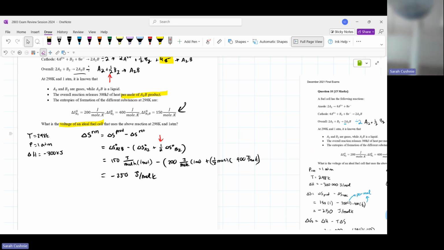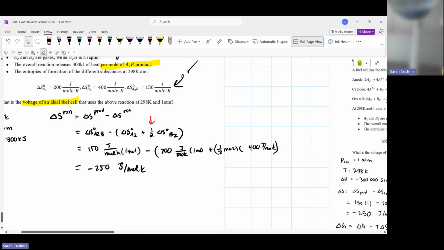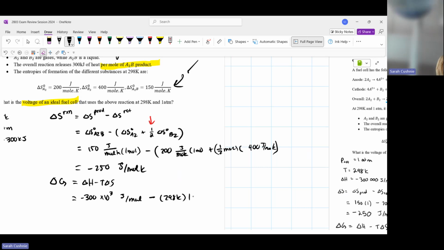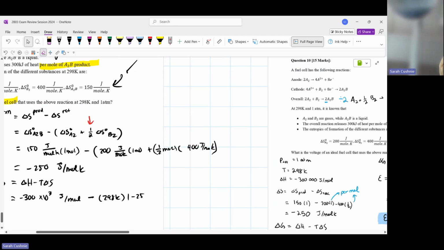The next logical thing, if you're kind of fluffing around like me and trying not to check the solutions: we're given delta H, we can calculate delta S, we know the temperature. Might as well figure out what the Gibbs free energy is, right? That's a thing we use in this course. So delta G is equal to delta H minus T delta S. So we can just sub in our values. 300 times 10 to the 3 joules per mole minus 298 Kelvin times negative 250 joules per mole K.